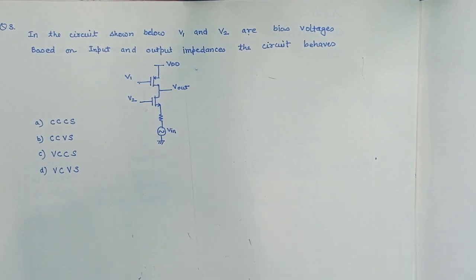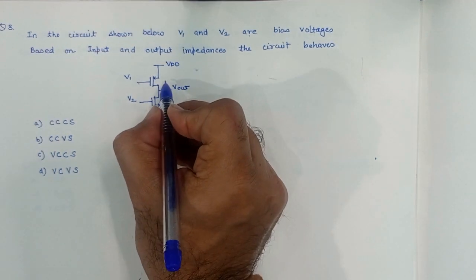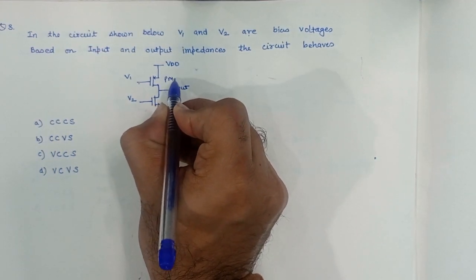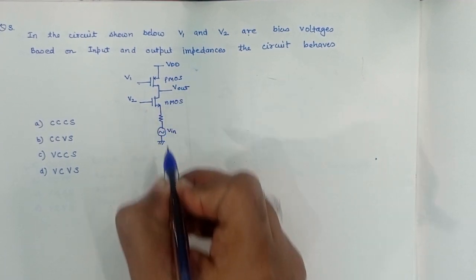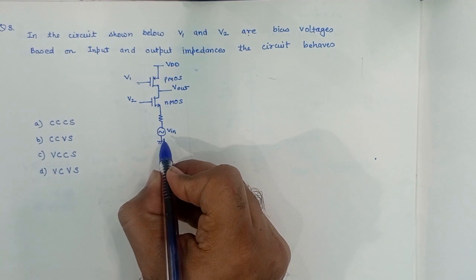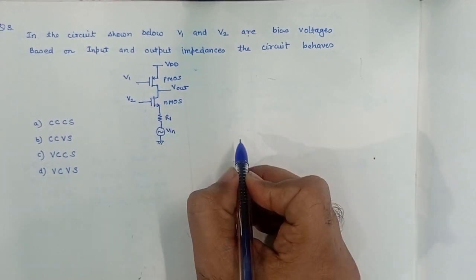So now we take question number 3. In the circuit shown below, V1 and V2 are bias voltages. Based on input and output impedance, the circuit behaves as. And the circuit is shown below. In the circuit, we have this as a PMOS, this as NMOS. This is the alternating voltage source having internal impedance R1.